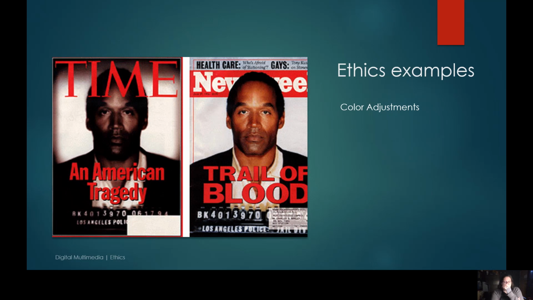So the one on the right is by Newsweek. Both of these magazines are considered to be news article based publications, but does one of them appear to be more for entertainment than the other? Is one of them trying to tell a different story than the other, just through their color adjustments? And is it right or wrong to use those color adjustments to tell the story?